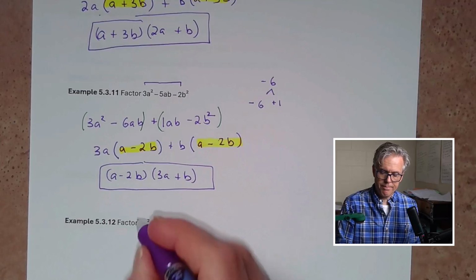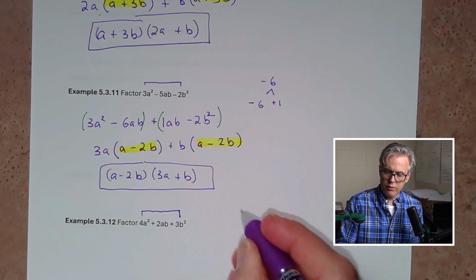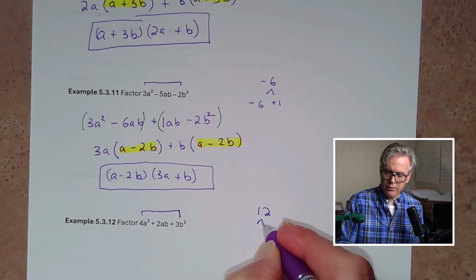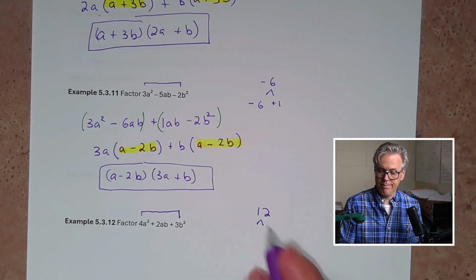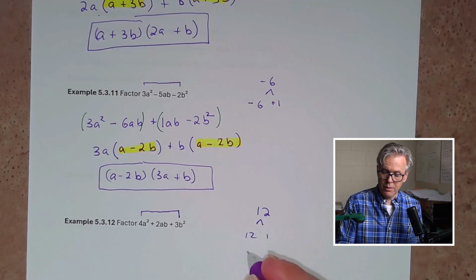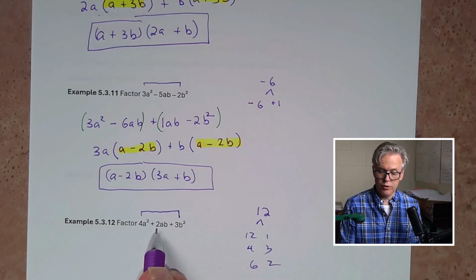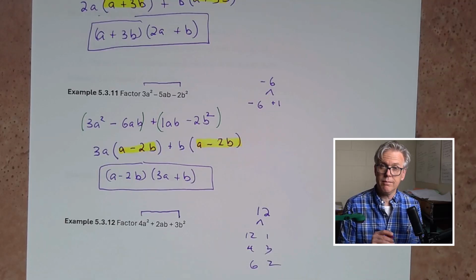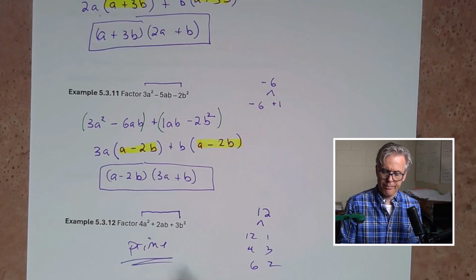Okay, last one here. Everything's positive. 4 times 3, 12. The factors of 12 that are going to sum to 2. They all have to be positive. That's not going to happen, is it? I got 12 and 1, 4 and 3, 6 and 2. All those multiply to 12, but none of them sum to 2. Now, if that had been a 13, that'd be good. So this one is prime.